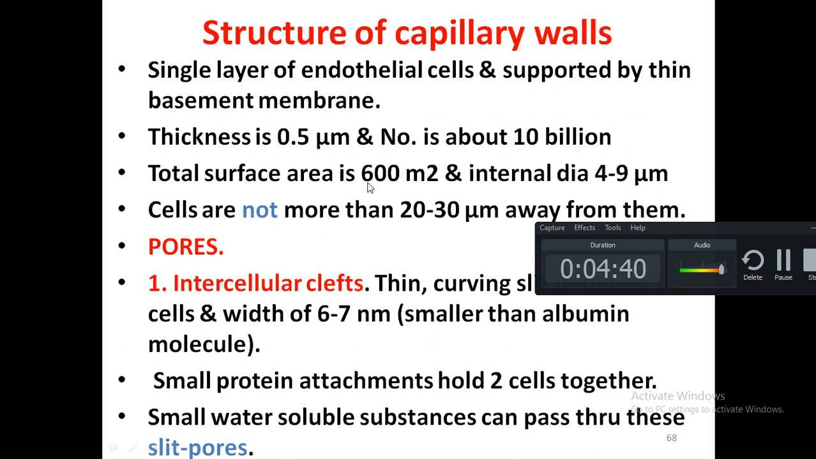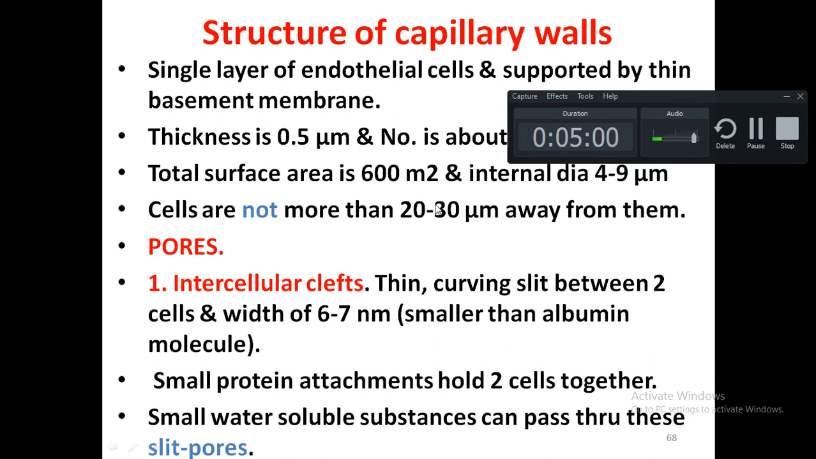Now the total surface area, if we stretch the capillaries of the body on a surface, will be equal to about 600 meters squared. The internal diameter of the capillary is 4 to 9 micrometer, and the cells are not more than 20 to 30 micrometer away from them. So this helps in the easy supply of oxygen and other nutrients to each and every cell of the body.